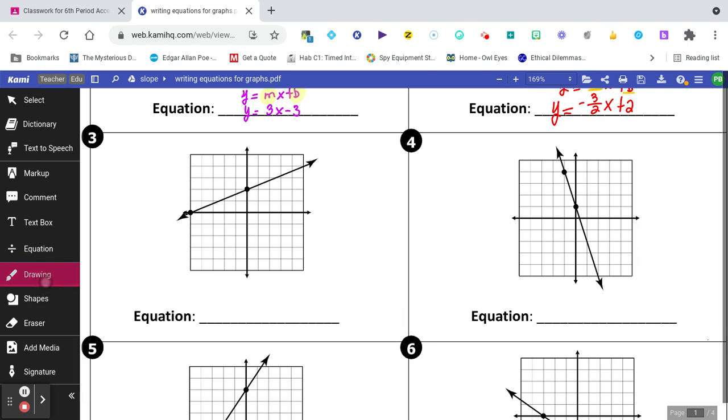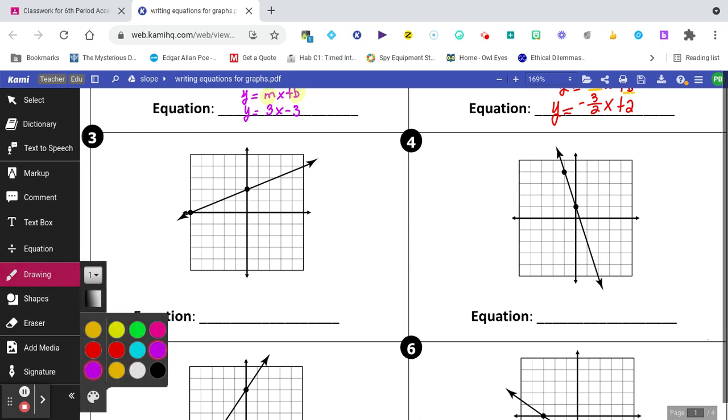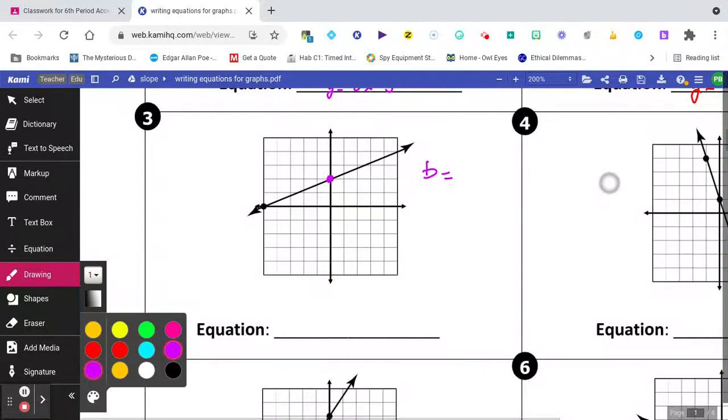All right, let's take a look. This is what you should have had. All right, your B is this point here. That's 2. And your slope, again, you calculate rise over run.